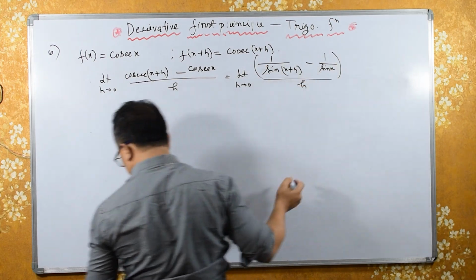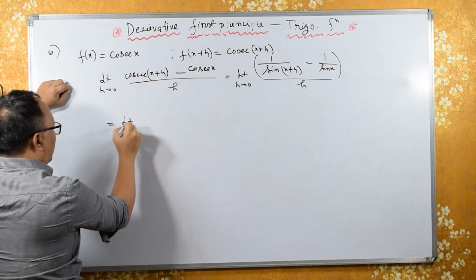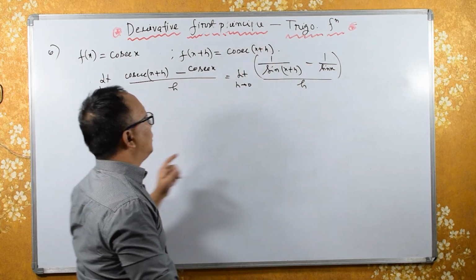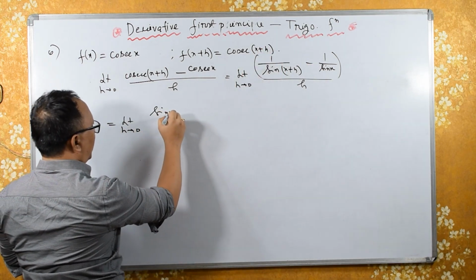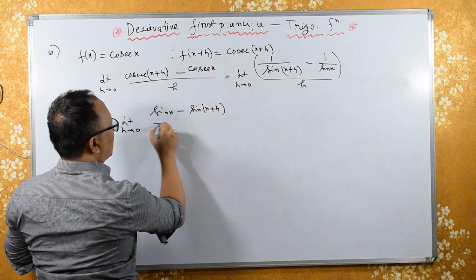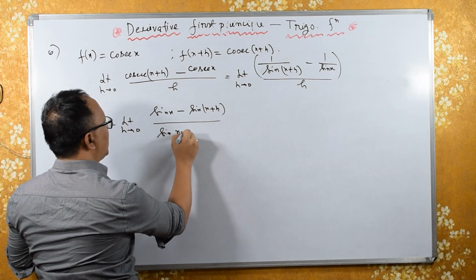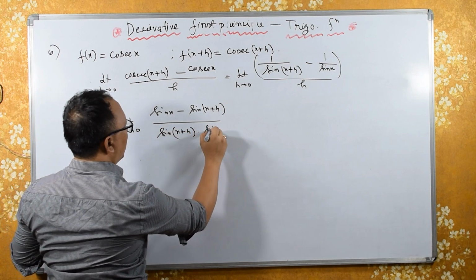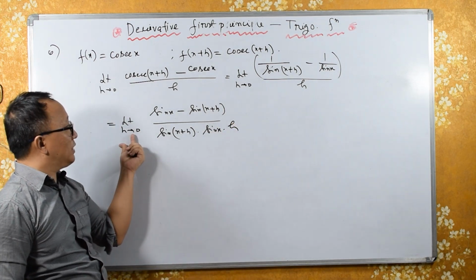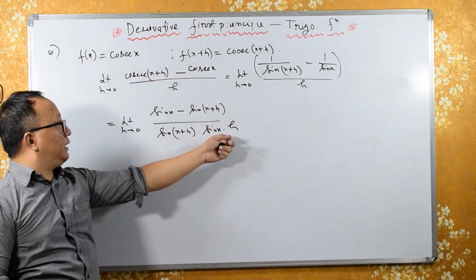Now, what to do after this? You take LCM, limit of h tends to 0. By taking LCM, you have to cross multiply. So what we have is sine of x minus sine of x plus h upon sine of x plus h into sine of x into h. Be careful, what is your limit? Your limit is h tends to 0, and still it is an indeterminate form, it's undefined.